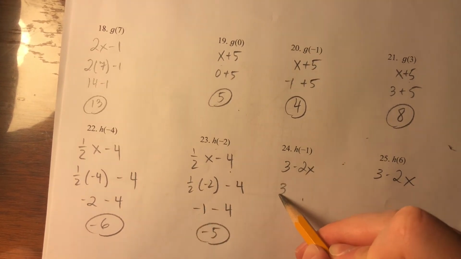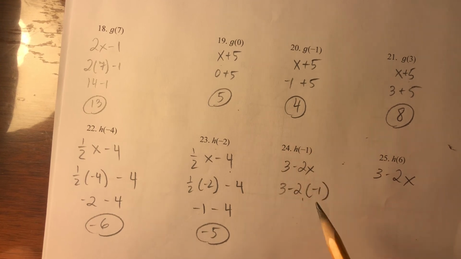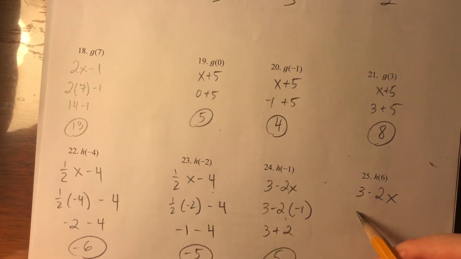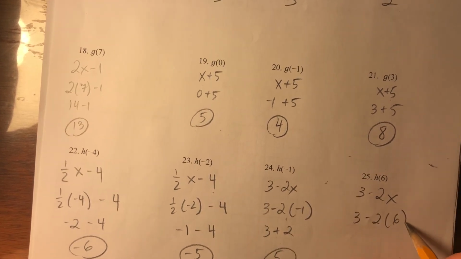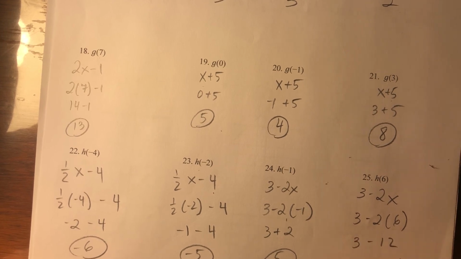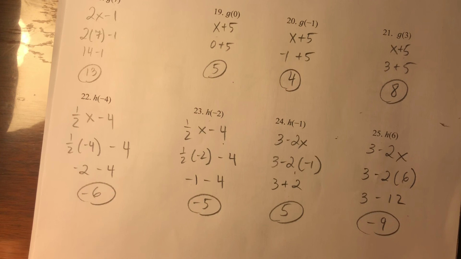All right, 3 minus 2 times negative 1. Negative 2 times negative 1 is positive 2. 3 plus 2 is 5. 3 minus 2 times 6. Negative 2 times 6 is negative 12. 3 minus 12 is negative 9.